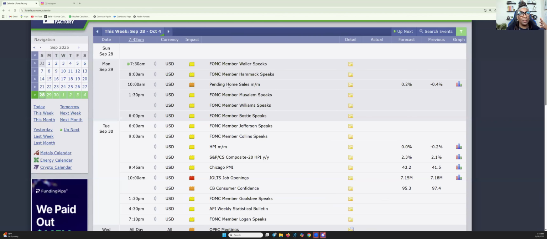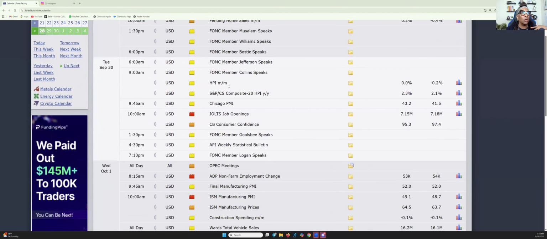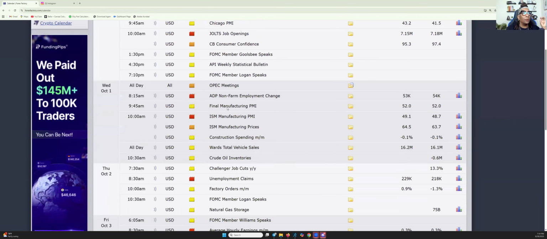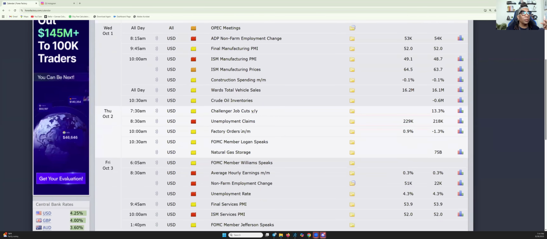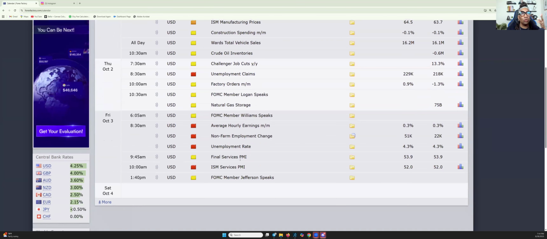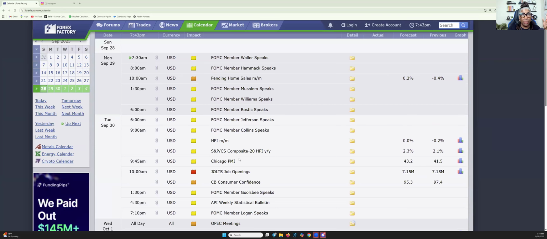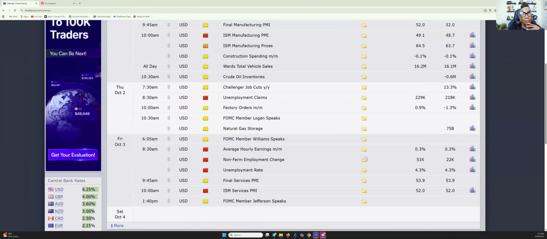FOMC people are starting to speak this week. They kind of get muzzled for a couple weeks before and after the announcement, so they're starting to talk in places this week. Tuesday at 10 o'clock, we've got PMI and JOLTS job openings. There's a 10 o'clock Wednesday PMI and something before the market on Wednesday. Thursday, you got 8:30 unemployment red folder, and then Friday, 8:30 and 10 o'clock. So you got about 3 or 4 red folders this week, but they all happen in the morning. So you can wait till afternoon trading, if you'd like to do that.